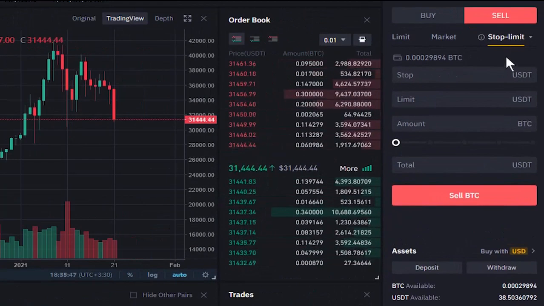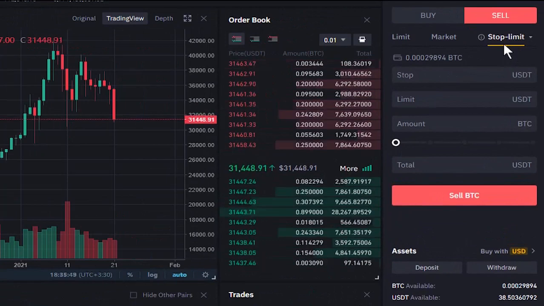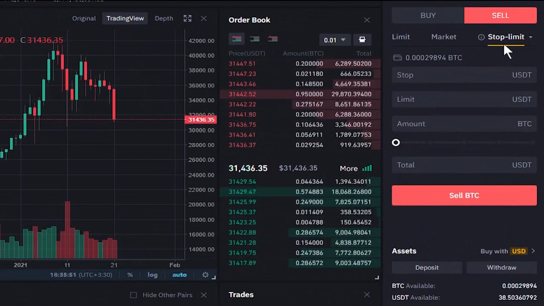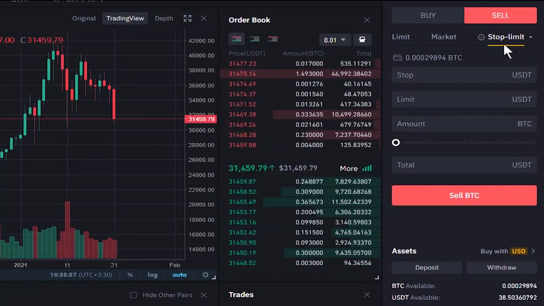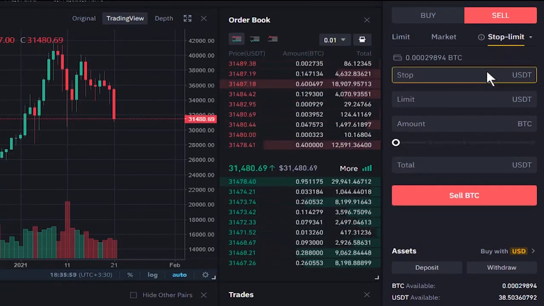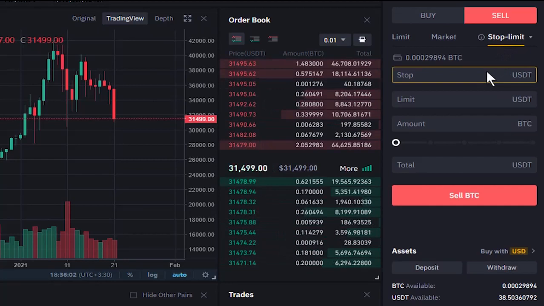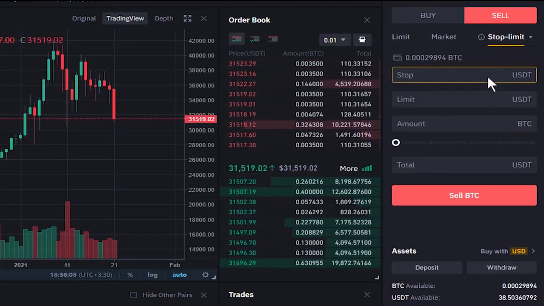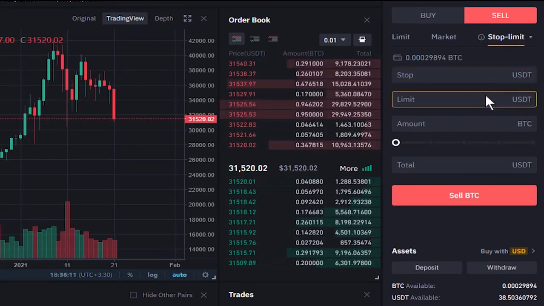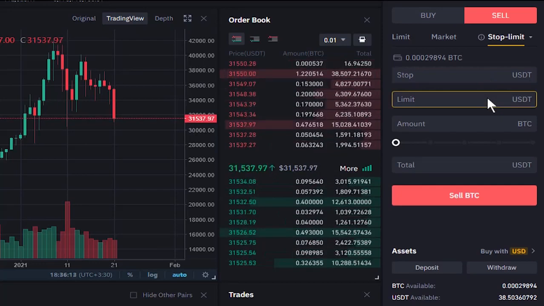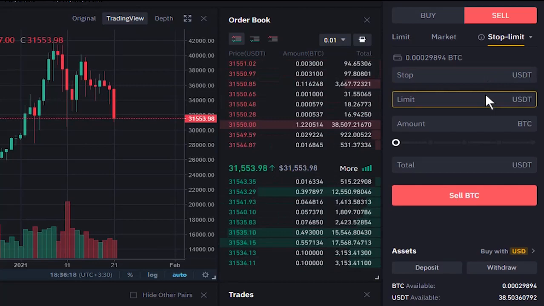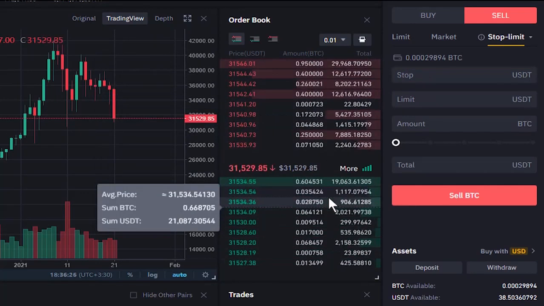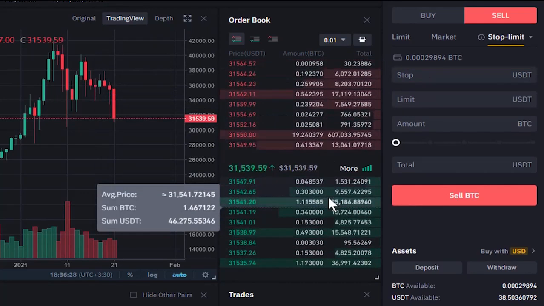Alright, now let's see what is stop limit order and how we can place it and in what situations it can help us. Stop limit order is a kind of limit order, but here we have another setting that is called stop price, and it actually triggers the limit order. So here you set the stop price and then limit price, and when the price reaches the stop price, your limit order becomes active and goes to order book. Now let's see how we place stop limit order in practice.